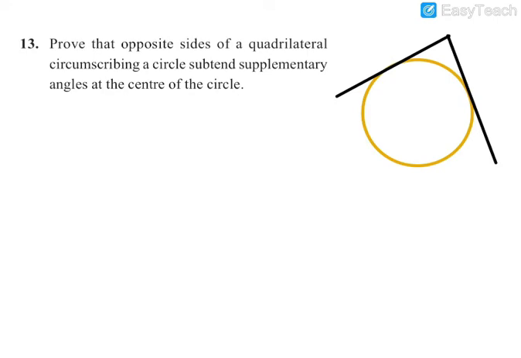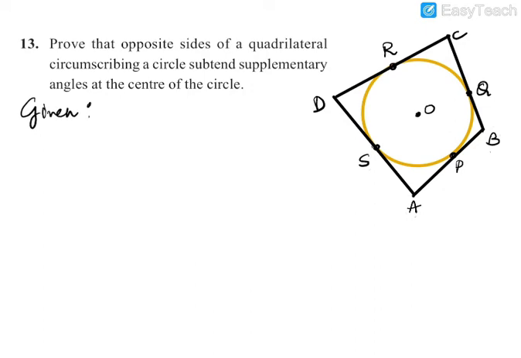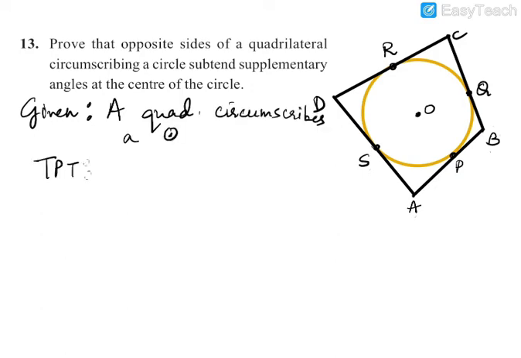such that the sides of the quadrilateral are touching the circle, and label the quadrilateral as ABCD, and the points where the sides of the quadrilateral touch the circle as PQRS. What are we given in the question? A quadrilateral circumscribes a circle. And what do we have to prove? Opposite sides of a quadrilateral subtend supplementary angles at the center of the circle.